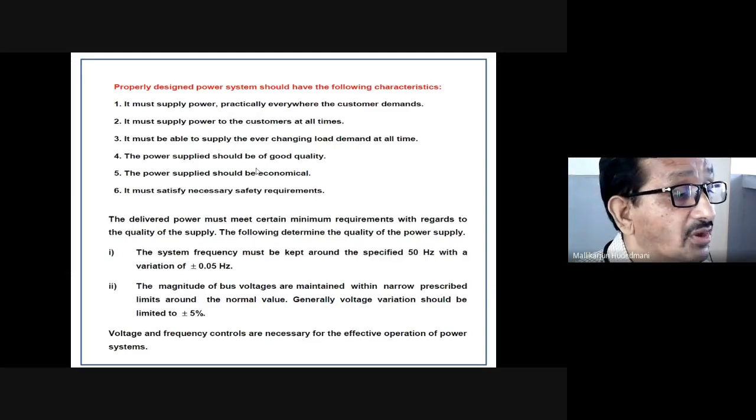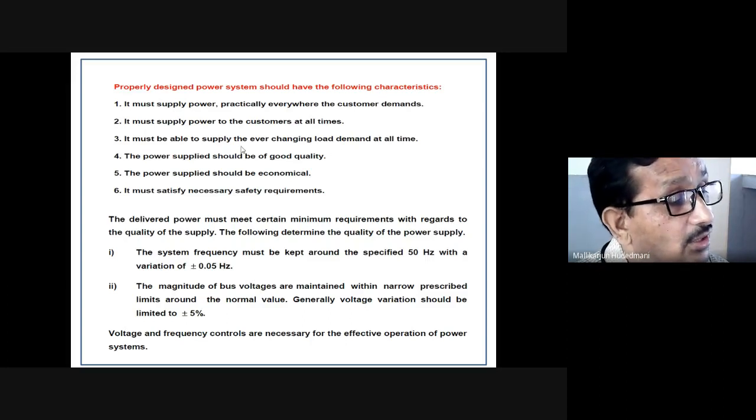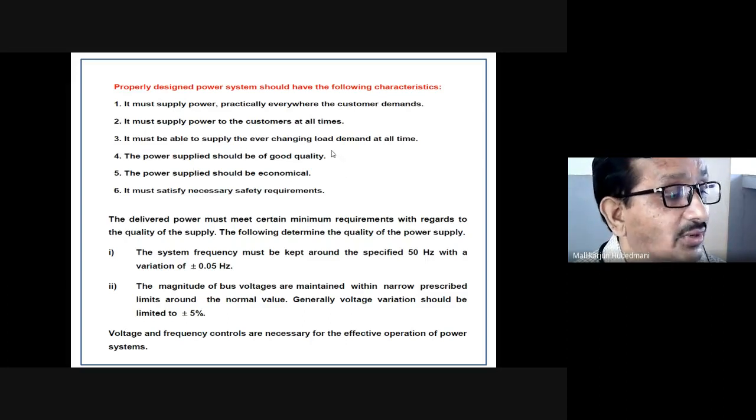Power supplied should be of good quality. When I say power quality, it comes down to the quantum, what it is delivering, at what specified voltage it is delivering, and the frequency as such, and its intermittency as such should be viewed. That we call power quality. Quantum, voltage, frequency, and its reliability or intermittency in delivery. If I consider these, the quality of delivery can be visualized.